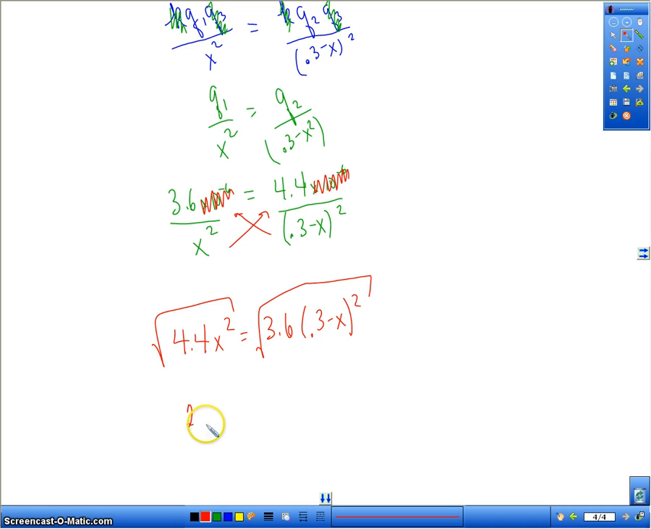So this is 2.1 x, and this is 1.89 times 0.3 minus x. And then you just solve that out. And I'll let you finish solving that. At that point, it's just algebra. You just need to solve that out. Okay? So that's how we work that. That's the other problem. So now you are ready to go and finish the review sheet if you haven't finished it already, and be ready to do some problem solving in class Monday.